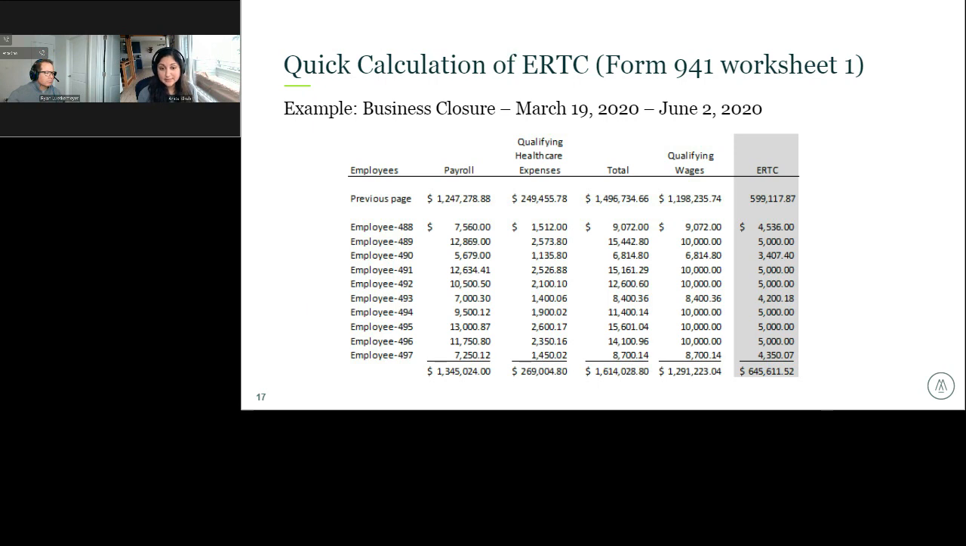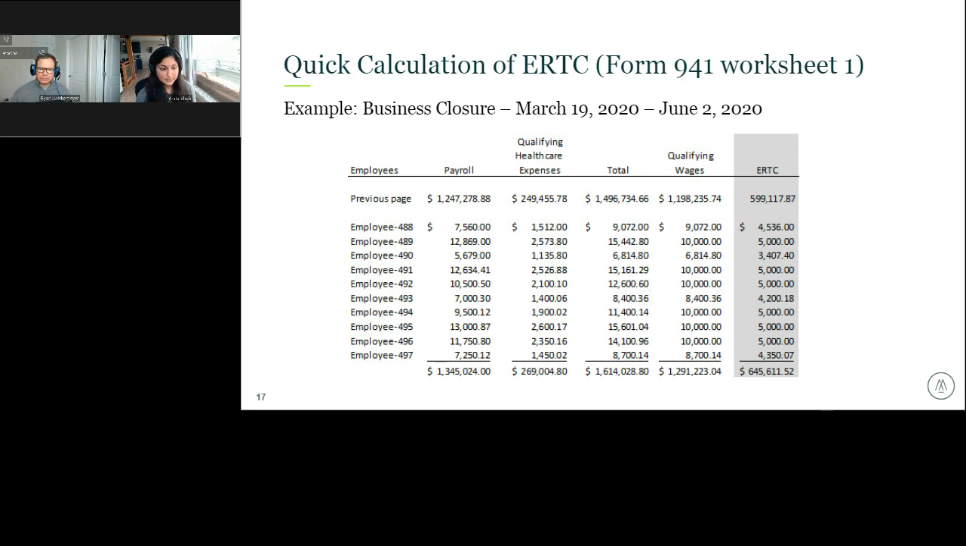But even for 2020, you can see that's not a small chunk of change. There's a lot more eligibility in 2021, but for 2020, I don't want to ignore that either because it adds up to quite a bit. And what they're talking about in the new stimulus plan is that they may extend this ERTC all the way to the end of 2021, so you might even have more options for this. So that's an example calculation for your employees for a business closure between March 19th and June 2nd.